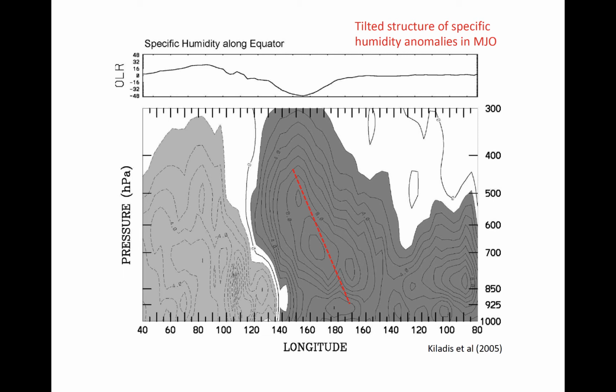For an eastward propagating disturbance like convection in the MJO, this figure suggests that the humidity anomalies are first experienced in the lower troposphere and then aloft as convection transports the moisture upward.